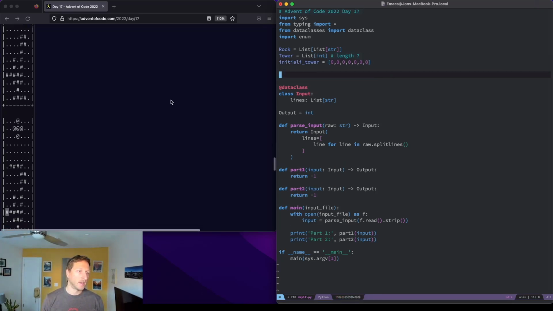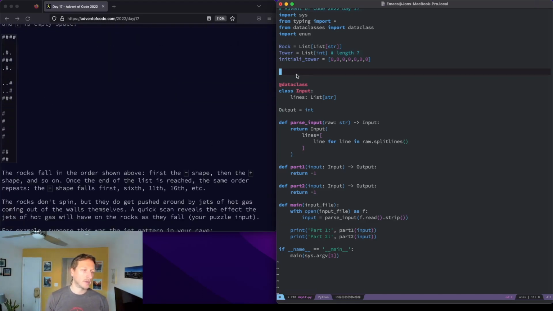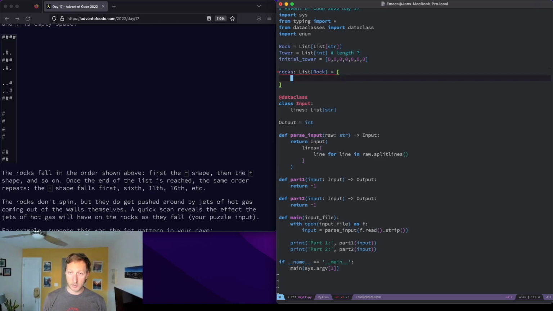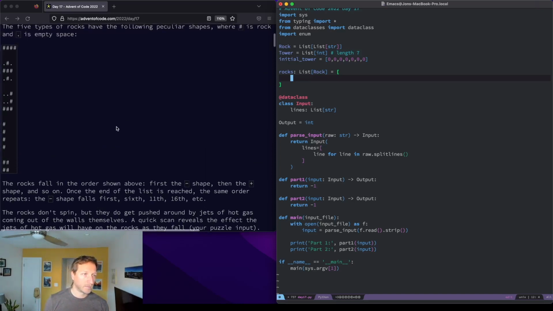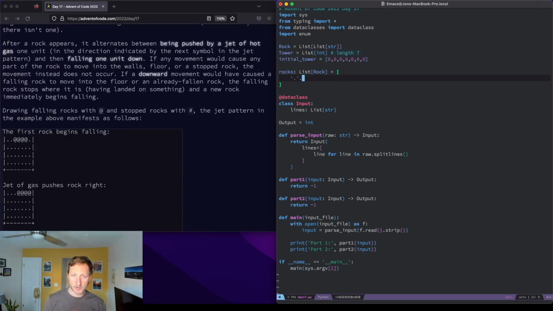And then the different rock shapes. I'm actually gonna make the rock shapes each 7 wide. So rock shape, rocks equals a list of rock. And we're gonna go with four wide. So the first one is dot, dot, dot, pound, pound, pound, pound, dot.